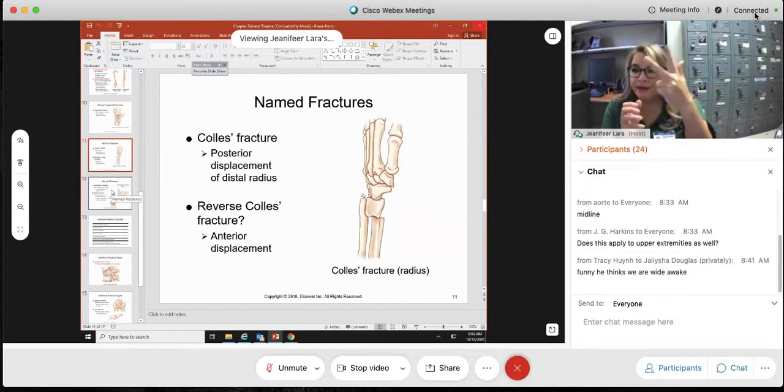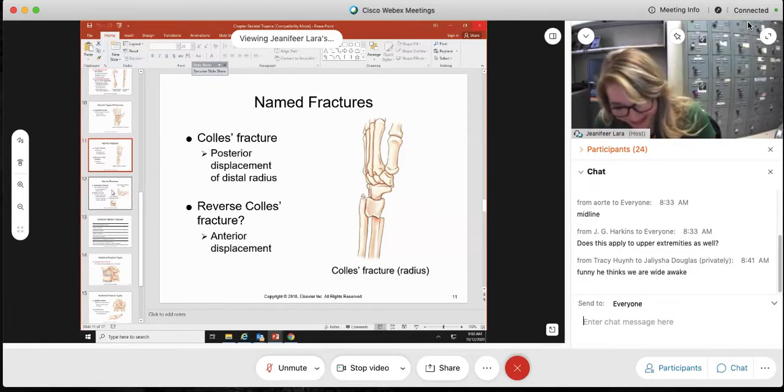Comminuted, impacted, transverse, spiral, oblique. All of that means something. Open, closed, simple or compound, right? Good. I'm happy. All right. Are you happy? I'll see you guys. Y'all have a good one.